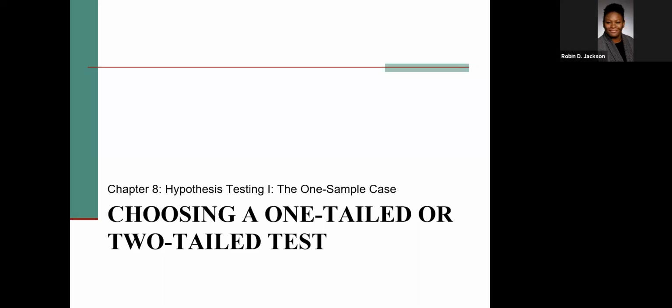Okay, everyone, this is Dr. Jackson again, and this is part 4 of the lecture that goes along with chapter 8, hypothesis testing 1. For this part of the lecture, I'll cover a couple of different things. Choosing a one-tail test. I will also talk about some of the different choices you have to make when it comes to doing a hypothesis test. I'll talk about the t distribution, and then I think I will wrap it up with proportions.